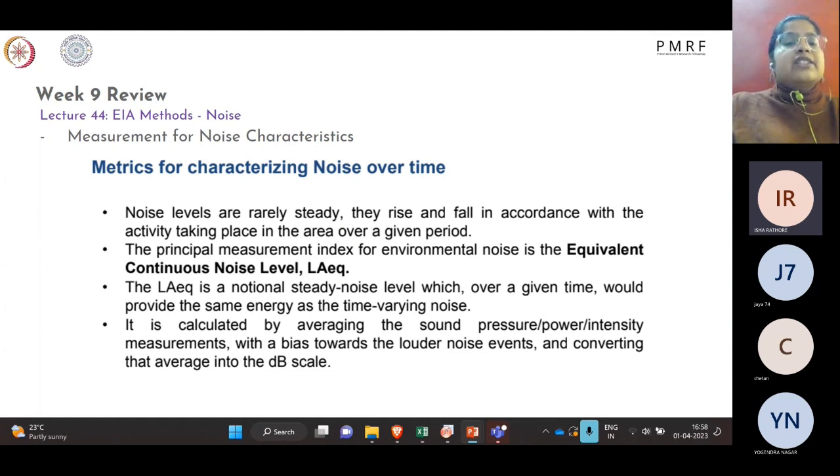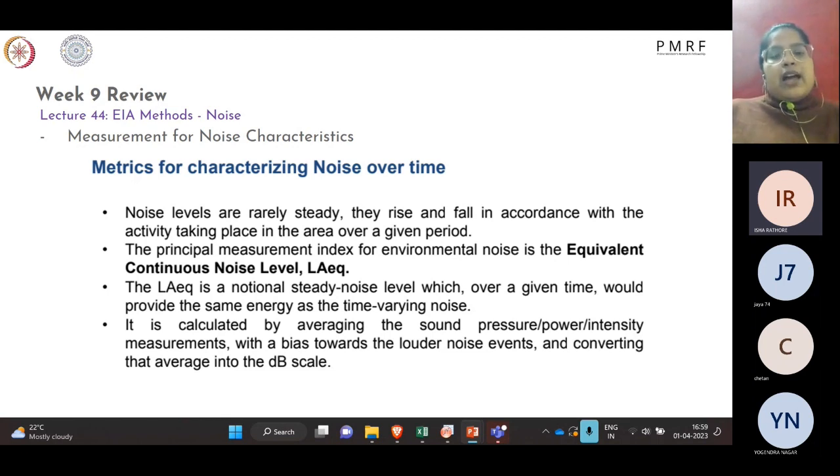So noise levels are rarely steady and they keep changing, rising and falling in accordance with the activity taking place in a particular area at a particular time. In principle, you measure environmental noise in equivalent continuous noise levels, or the LAeq, with eq as a subscript. The LAeq is the notional steady noise level, calculated over a given time, which would produce the same amount of energy as any time varying noise source.